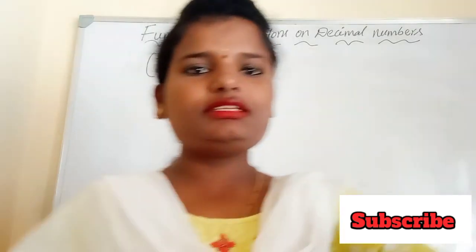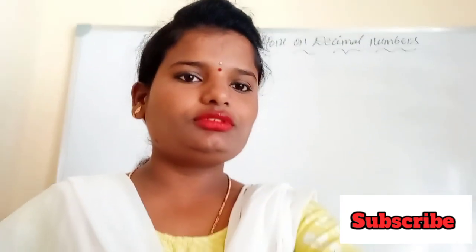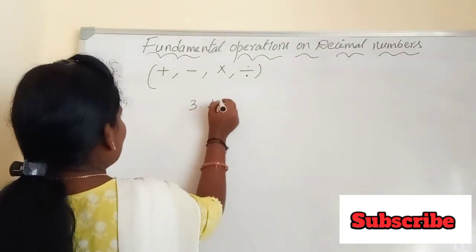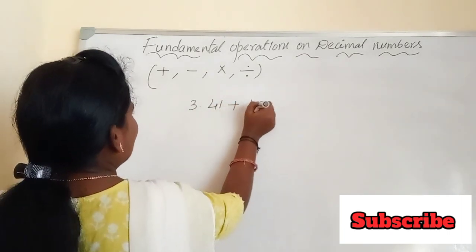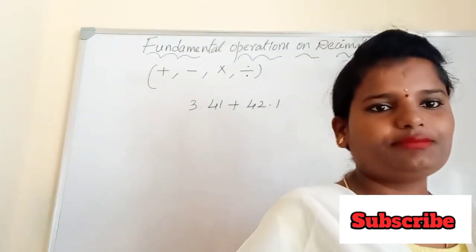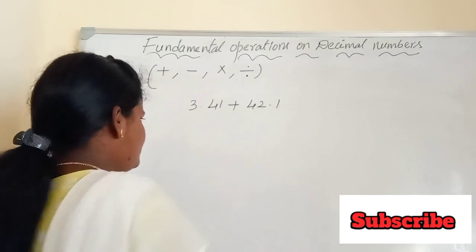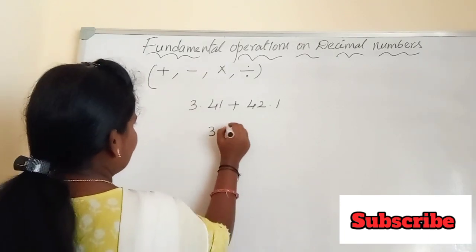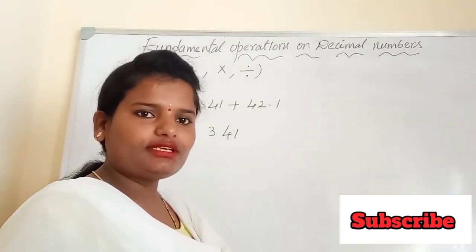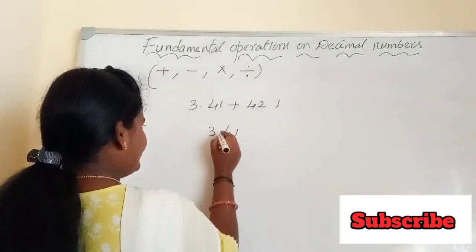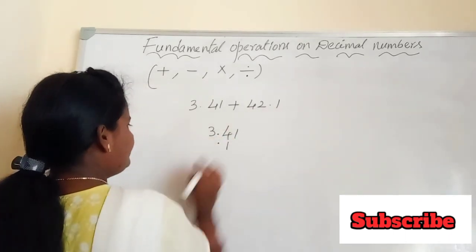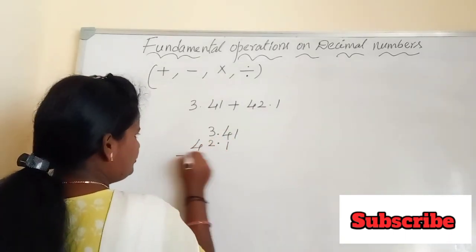The first one, we will see how to do addition. 3.41 plus 42.1. How to add these two numbers? These are decimal numbers. First we write the first number vertically. For the second, after the point, how many decimal digits are there? Only one. So the point should come under the point only. Next is 1, and here 42 is there, so 2, 4 we should write.